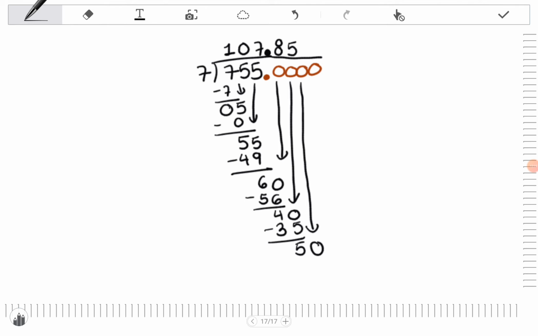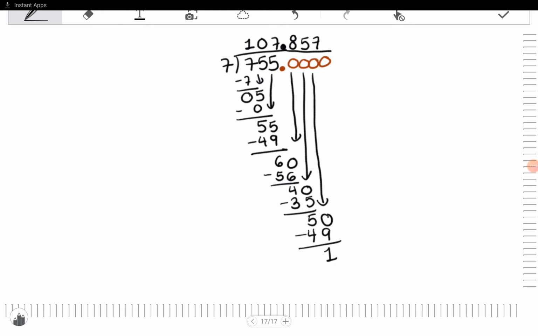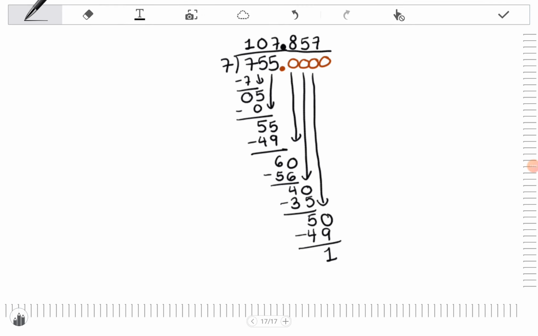Now, 7 in 50. 7 in 50 is going to fit 7 times. 7 times 7 is 49. And now we can subtract. 50 minus 49 is 1. My remainder is not 0, but I already have 3 decimal numbers, which means even if the answer can keep going and going, I can stop right now. This is as far as we are going to do. If you want to continue, you can continue forever. The answer is going to be infinite. It's never going to have an end. So when you have 3 decimal numbers, you can stop.